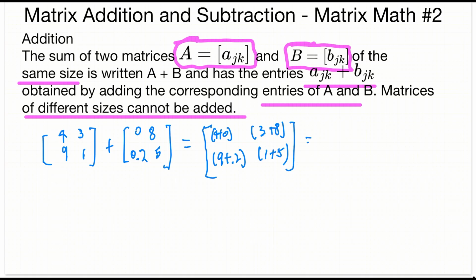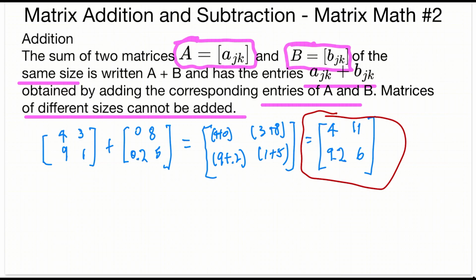Putting this all together, 4 plus 0 is just 4. 9 plus 0.2 is 9.2. 3 plus 8 is 11. And then 1 plus 5 is 6. So that is our first example. We added these two matrices together.